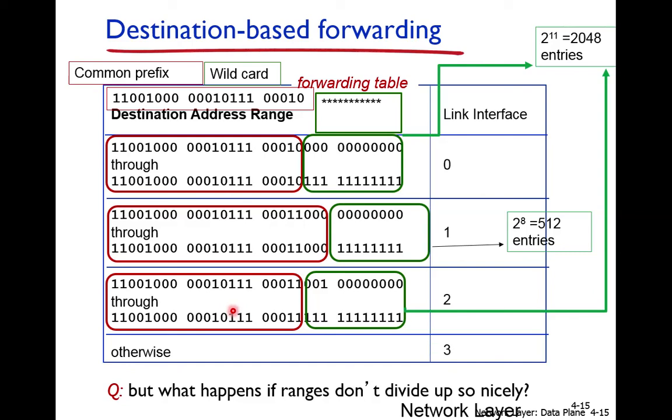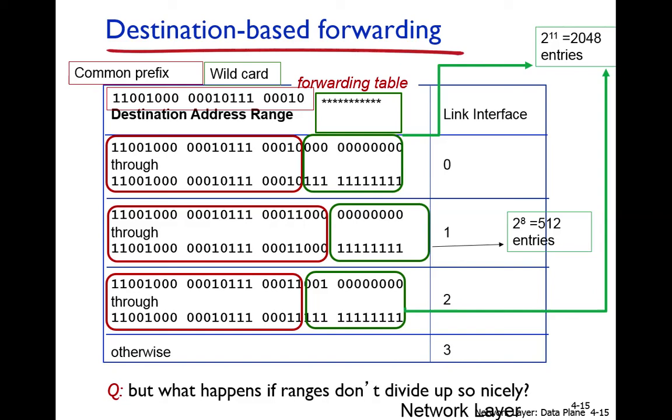Why? This is so that the range is divided up and they have a common prefix, more common prefix. So that's why we do it. By common prefix, I think it is easy.